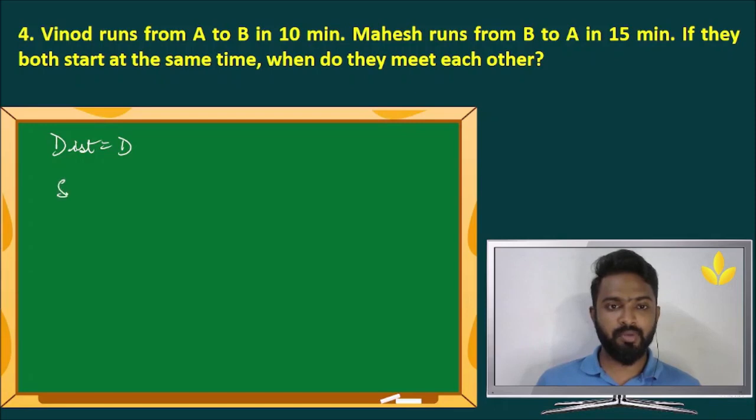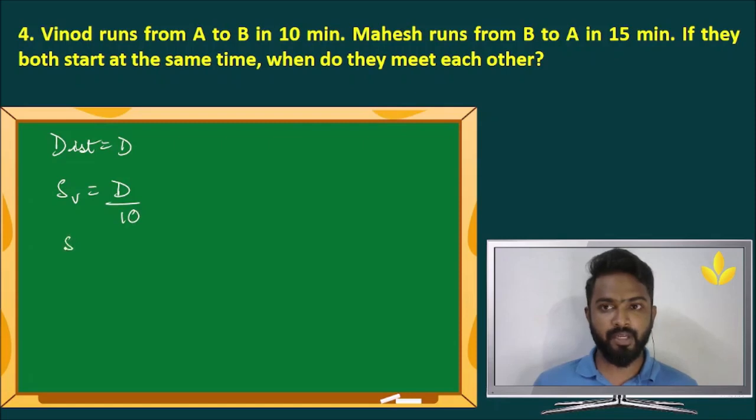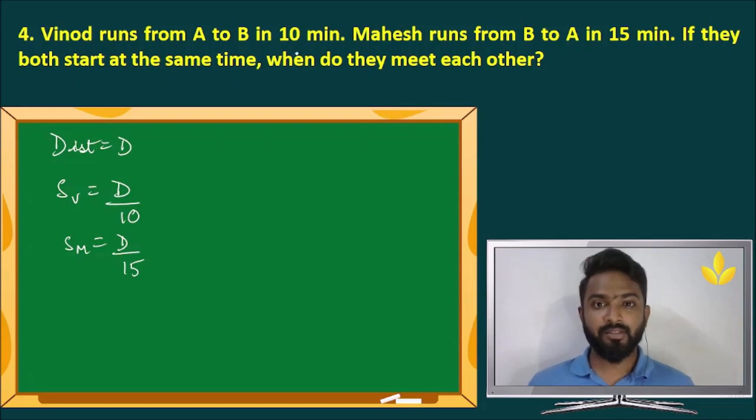So the speed of Vinod is nothing but distance by time, so D by 10. The speed of Mahesh equals distance by time, that is D by 15. If they both start at the same time, when do they meet each other? That means after how much time do they meet each other? That is the question.